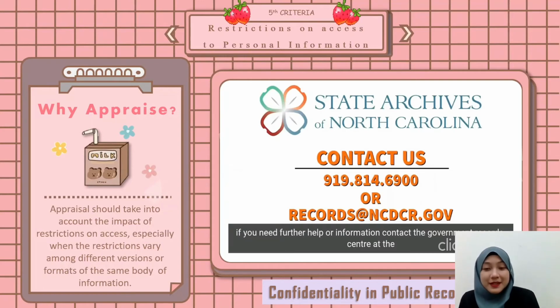Alright then, that's all the video discussing the confidentiality in public records. So why should the restriction on access to personal information be appraised in the appraisal stage of the electronic records? Because appraisal should take into account the impact of restriction on access, especially when the restrictions vary among different versions or formats of the same body of information.